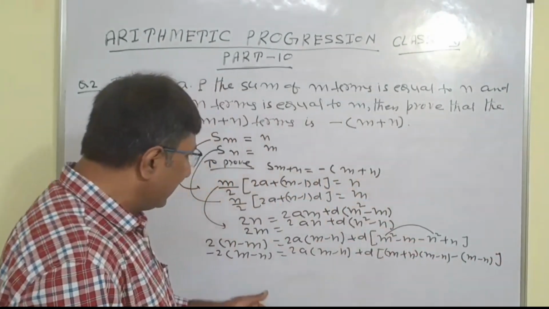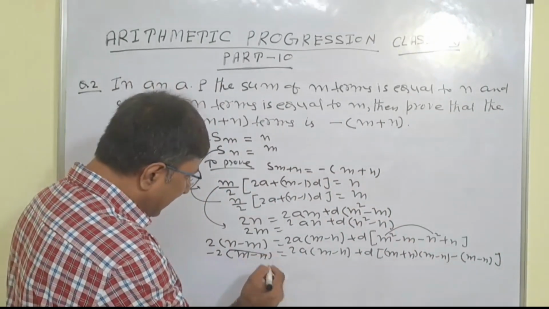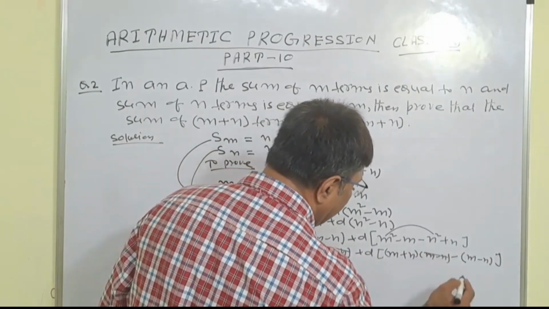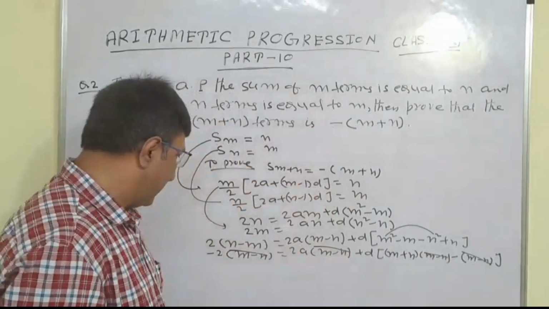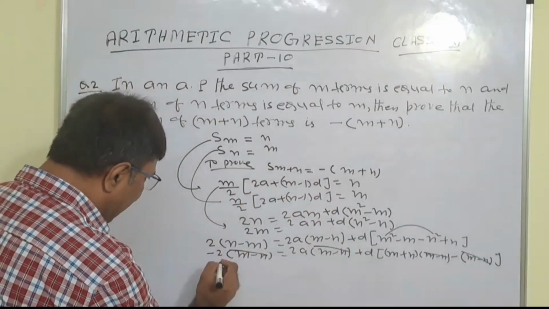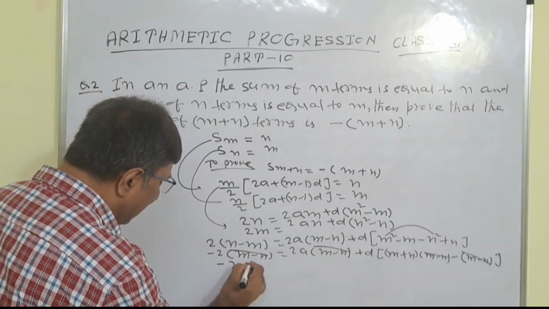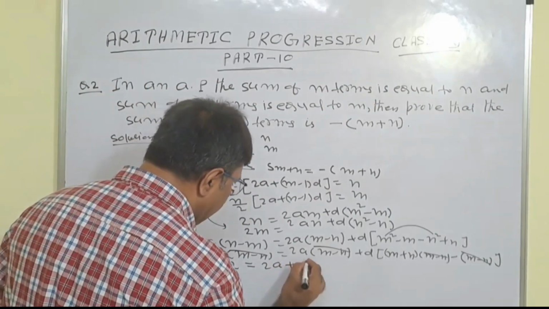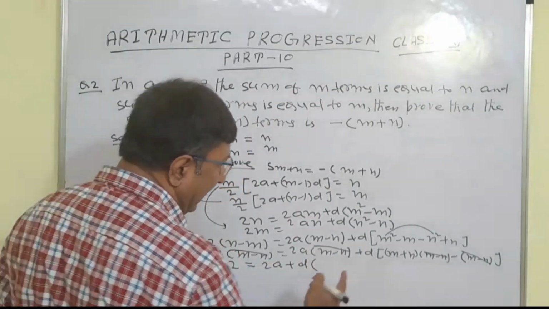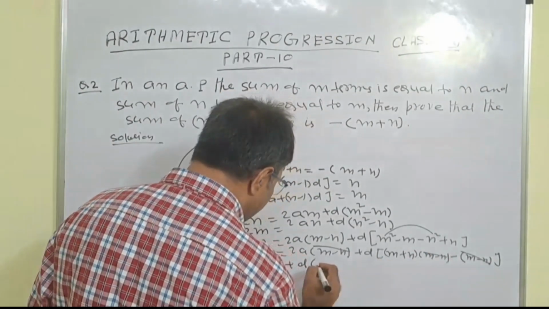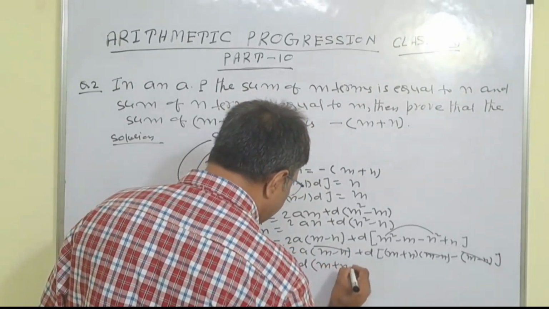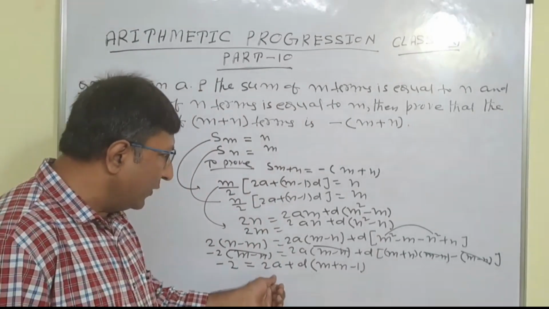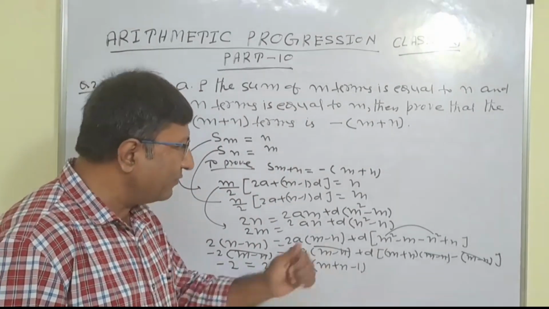Now if this is a common m minus n, this is common m minus n, this is common m minus n, this is common m minus n. Now simply we can write what? That is minus 2 equal to 2a plus d into m plus n minus 1. So we got minus 2 equal to 2a plus d into m plus n minus 1.